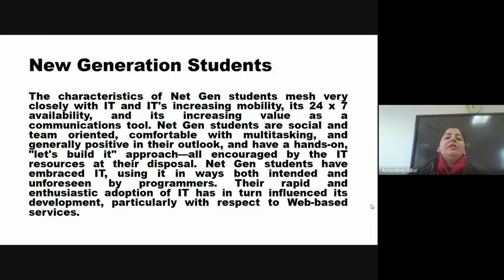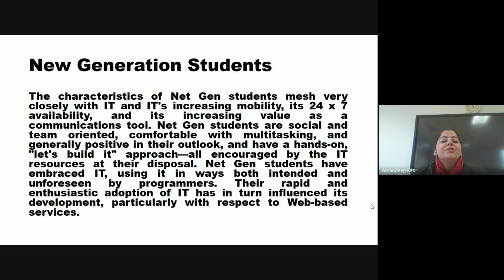Another important thing that we need to understand about new generation students, say a case study from a classroom: the characteristics of the next generation student mesh very closely with IT and its increasing mobility, its 24 into 7 availability and its increasing value as a communication tool. So next generation students are social, team oriented, comfortable with multitasking, and generally positive in their outlook, and have a hands-on, let's-build-it approach, all encouraged by the IT resources at their disposal.